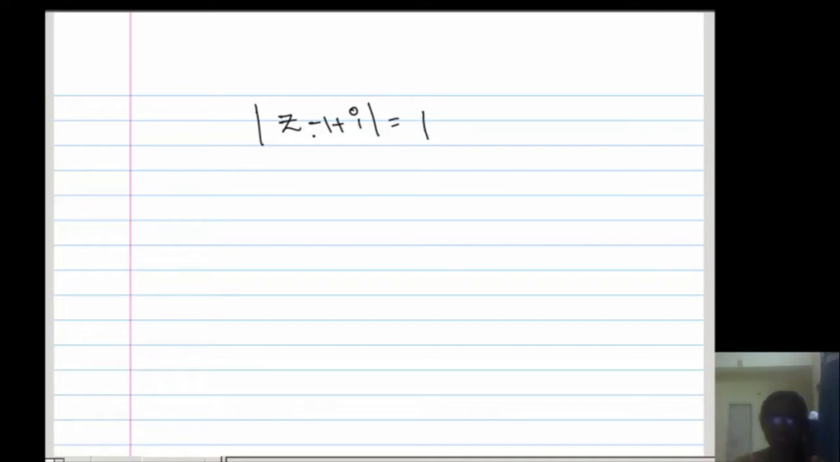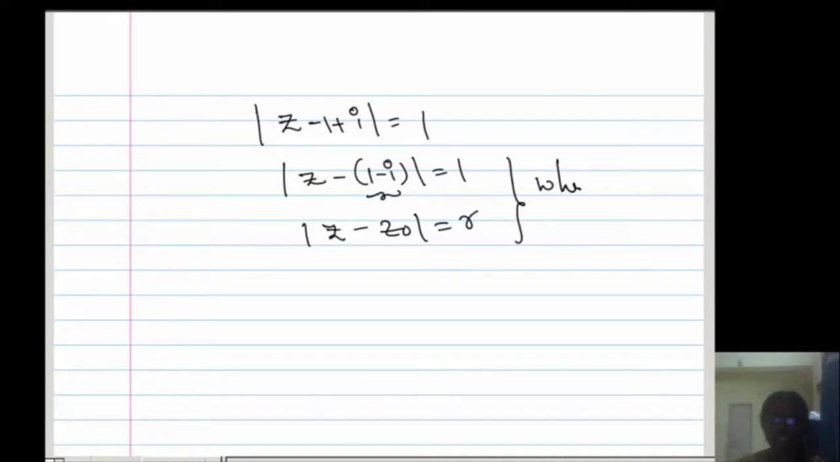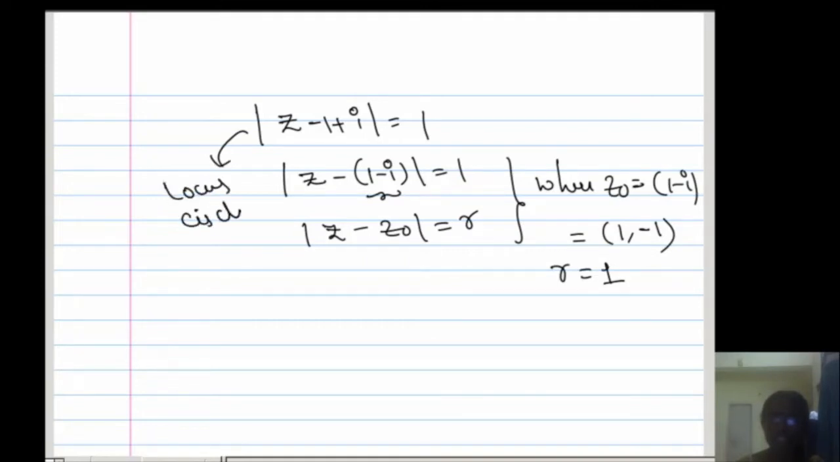Find the locus. In objective questions, if it is given like that, what can I do? Write mod z minus (1 minus i) equal to 1. This is in the form mod z minus z naught is equal to r, where z naught is 1 minus i. In ordered pair form, the real part is 1 and the imaginary part is minus 1. The radius is 1. So again the locus is a circle having the center 1 comma minus 1 and the radius 1.